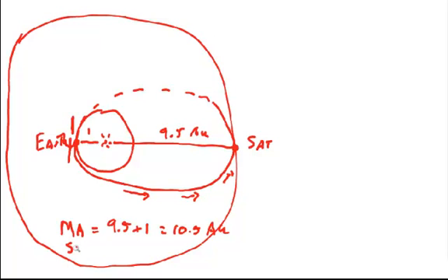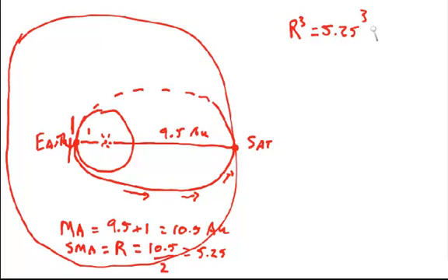That means the semi-major axis, SMA, which we've often called R, is going to be half of that. That's 10.5 divided by 2, so it's going to be 5.25. Now it's real easy to just apply Kepler's third law. R cubed is going to be equal to p squared. R cubed is going to be equal to 5.25. We're going to cube that thing. When you do that, the number that you get is 145, and that's going to then equal p squared.